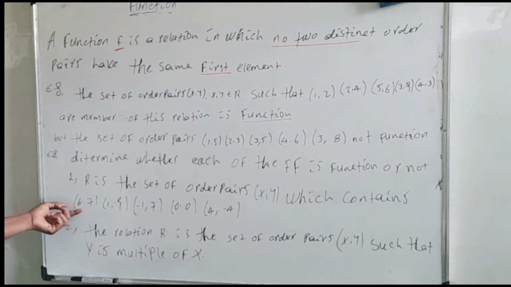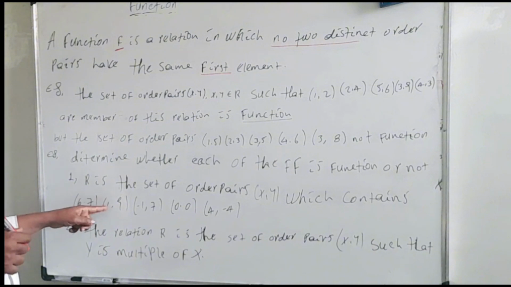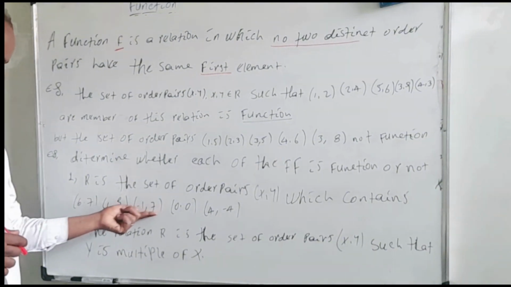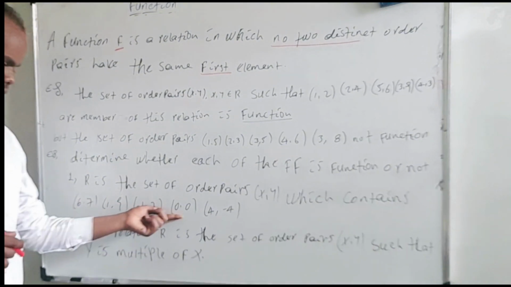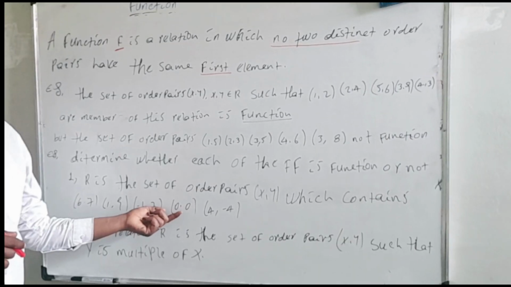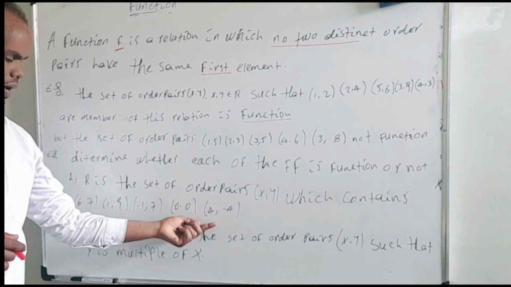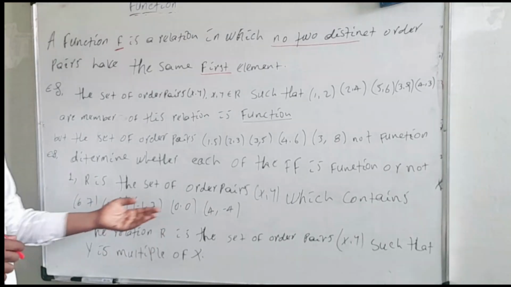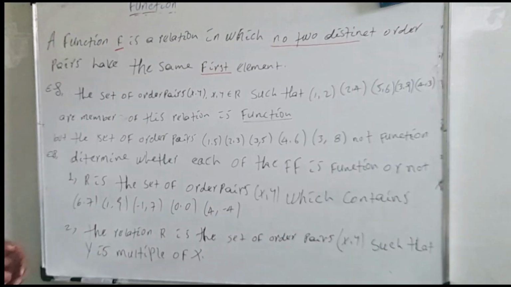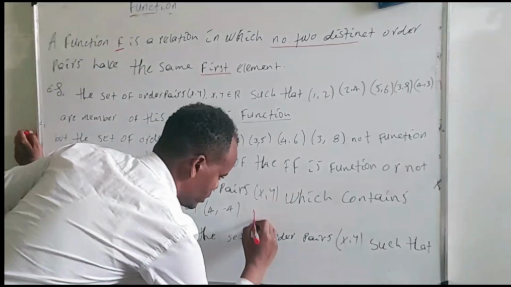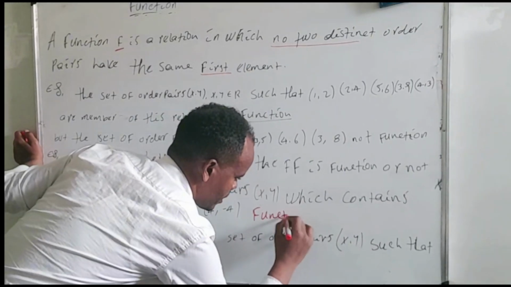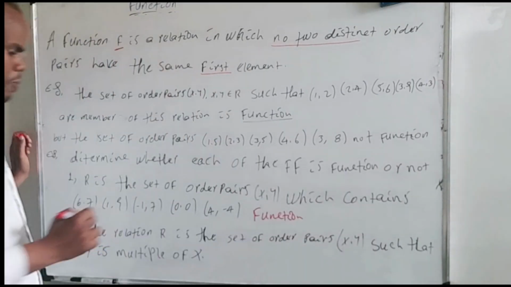The first element of this ordered pair is 6. The first element of this ordered pair is 1. The first element of this one is -1. The first element of this ordered pair is 0. And the first element of this ordered pair is 4. So there is no repetition of the first element. So this is a function.